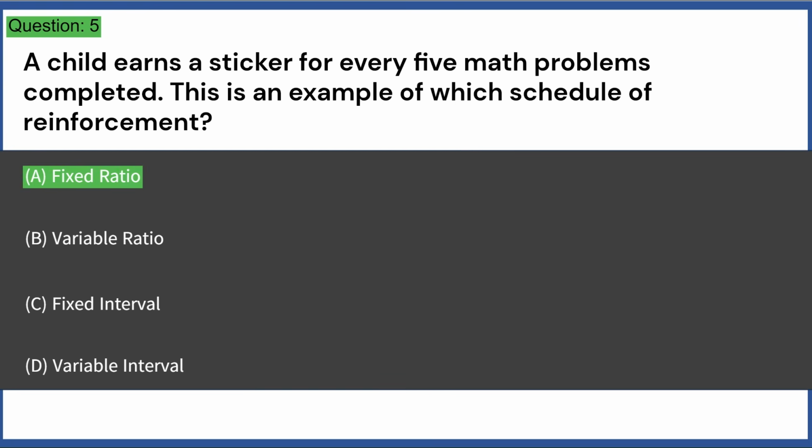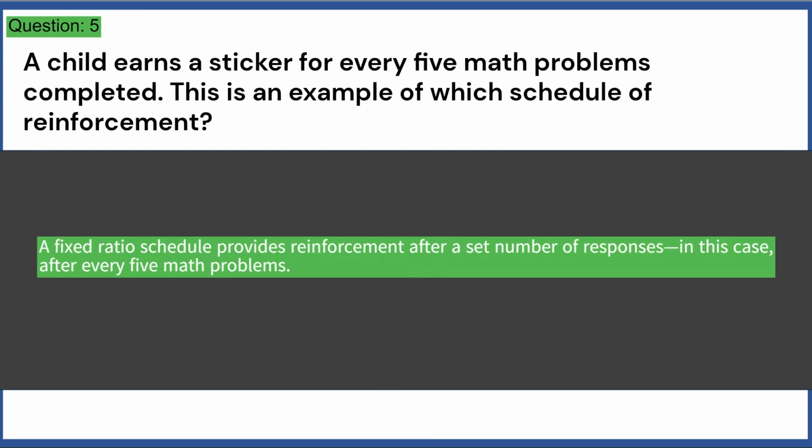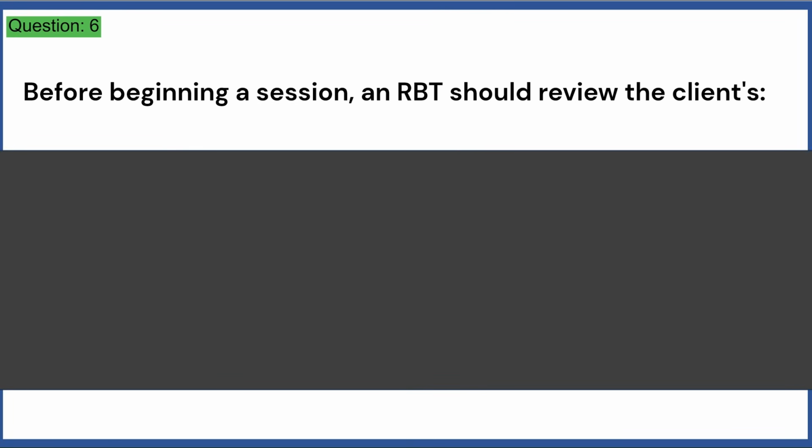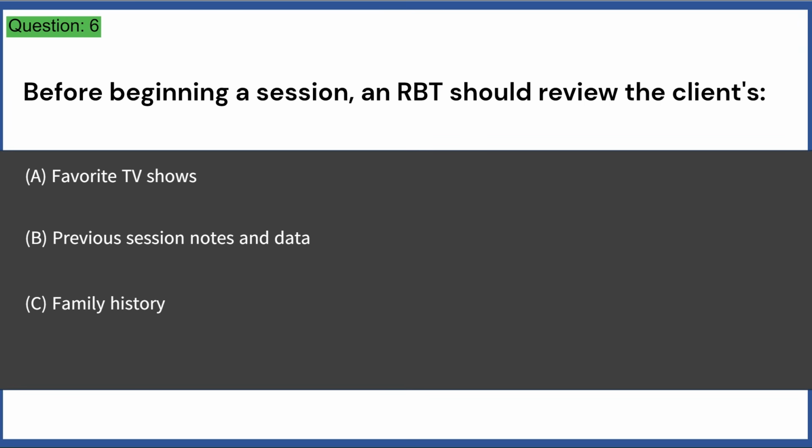Answer: A. A fixed ratio schedule provides reinforcement after a set number of responses, in this case, after every 5 math problems. Before beginning a session, an RBT should review the client's A. Favorite TV shows. B. Previous session notes and data. C. Family history. D. Personal opinions about the client's behavior.